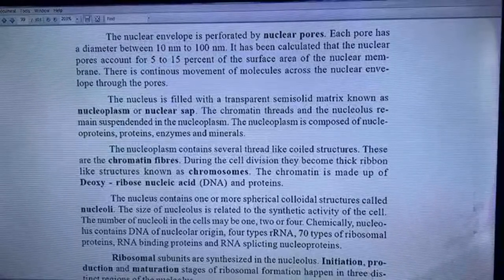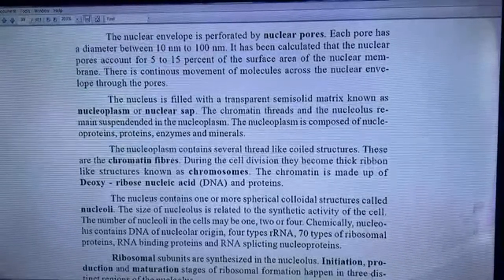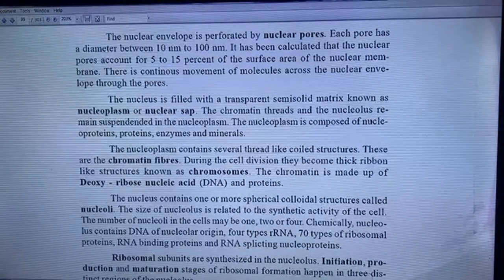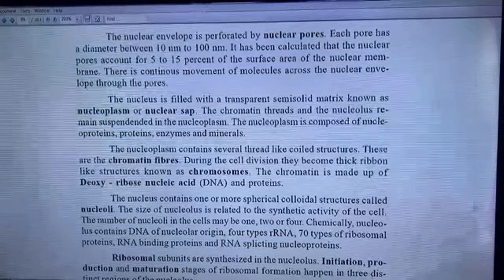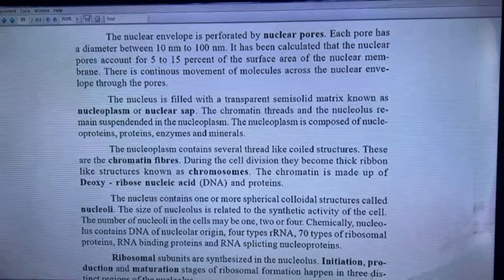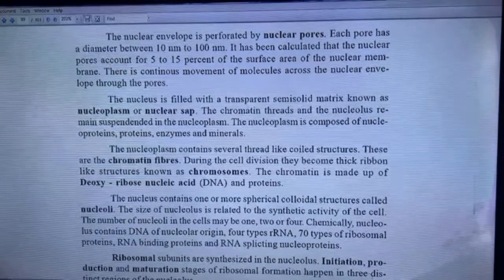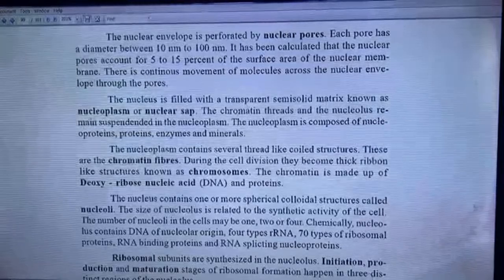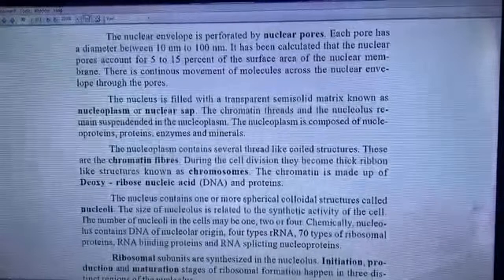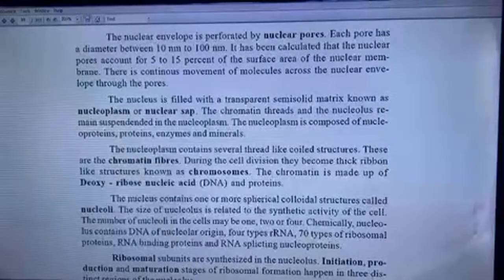The nuclear envelope is perforated by nuclear pores. Each pore has a diameter between 10 nanometer to 100 nanometer. It has been calculated that the nuclear pores account for 5 to 15% of the surface area of the nuclear membrane. There is continuous movement of molecules across the nuclear envelope through the pores.